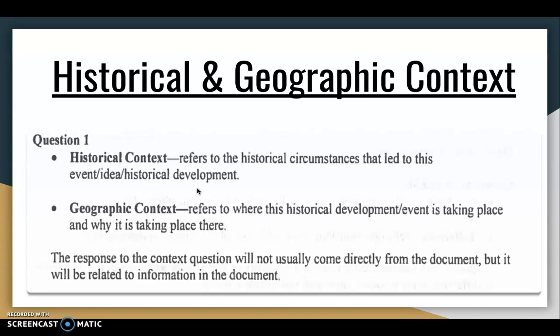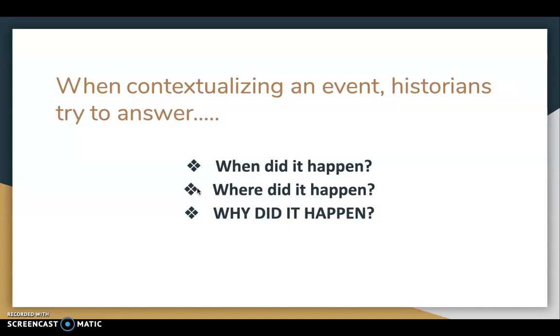For geographic context, this refers to where that historical development is taking place and why it is taking place there. Okay, and again, we'll take a good look at a few examples of that. So when contextualizing an event, historians, or you, because you're going to be acting as historians in our classes, try to answer the following questions. When did this happen? Where did it happen? And most importantly, why did it happen?